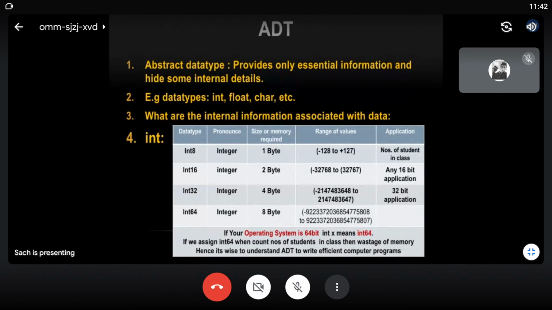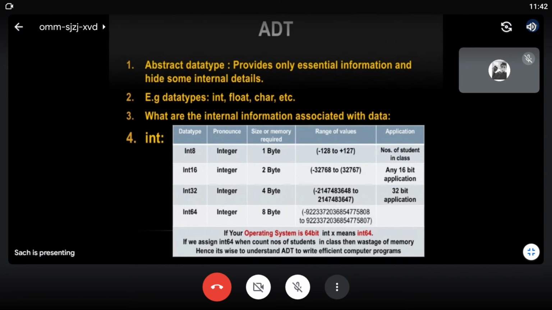Therefore, you can see the range of that. That means you can store minus 128 to plus 127. That means any value within this range is accepted by INT 8, and the application of it is used to store or count the number of students in a class.